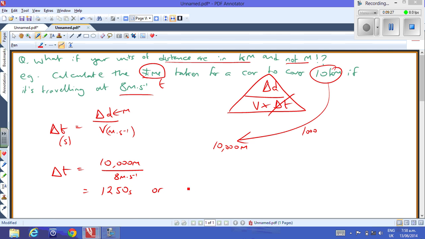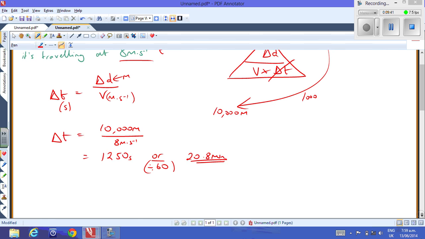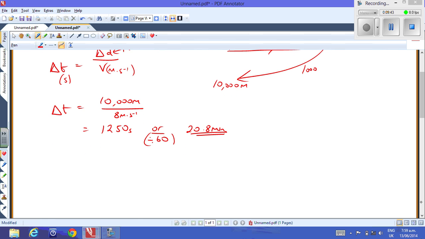And that can be converted to minutes by dividing by 60, because it's 60 seconds in a minute. And that gives you 20.8 minutes. Answer to 3 significant figures with correct units. So they're the 3 main things that you could be asked for using the velocity formula.